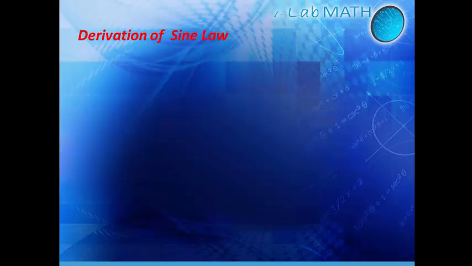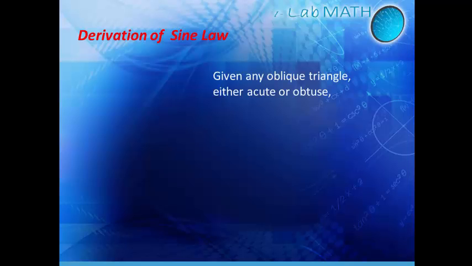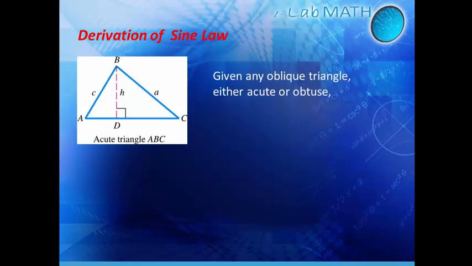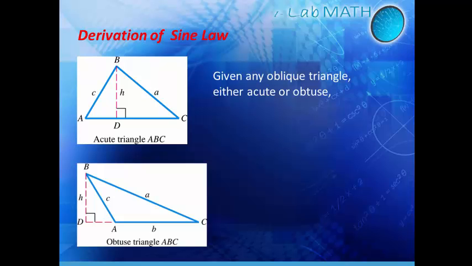So we will be using sine law in solving an oblique triangle. But we have to derive the sine law first. For example, you are given any triangle, either acute or obtuse. There is our acute triangle ABC, and here is our obtuse triangle ABC.